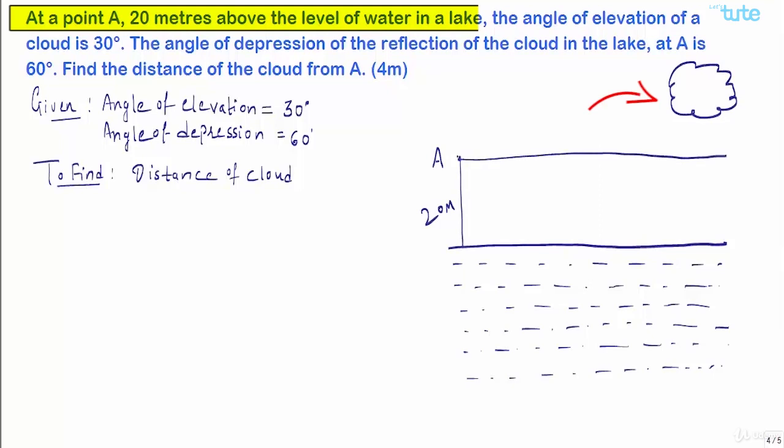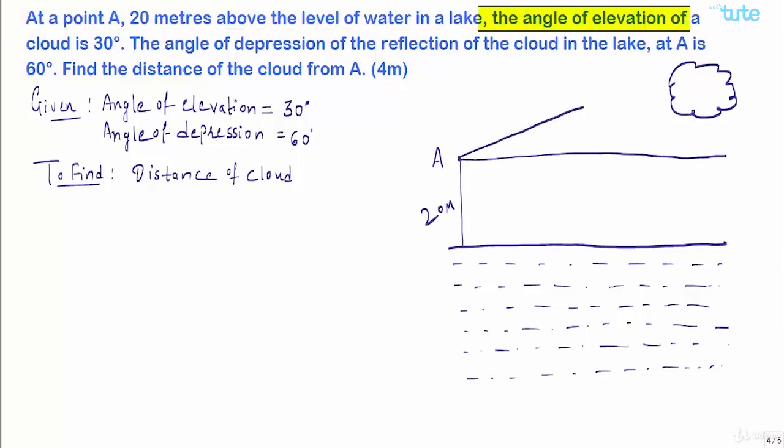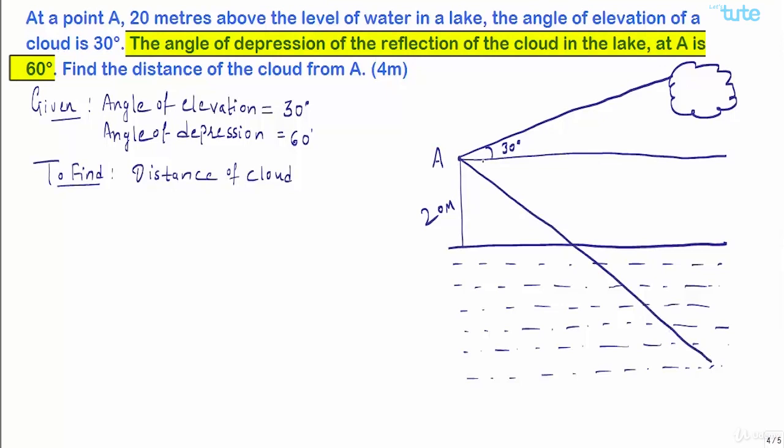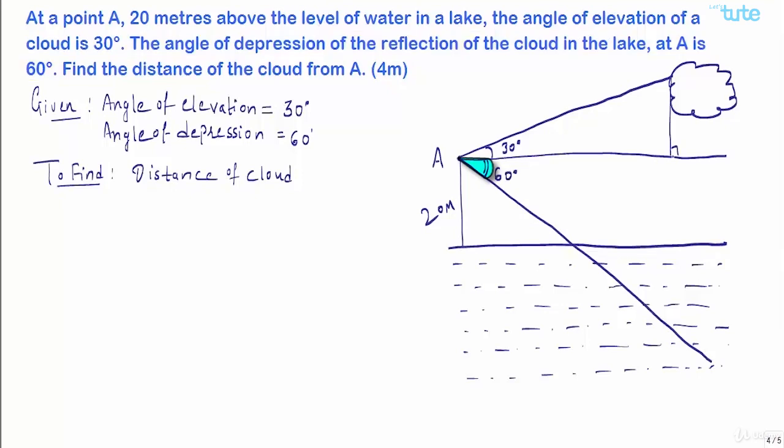So if this is the horizontal line, then the angle of elevation of the cloud from point A, that is this angle, is given as 30 degrees. Now the next line says that the angle of depression of the reflection of the cloud in the lake at A is 60 degrees. So suppose this is the reflection of the cloud in the water, so this angle will be the angle of depression, which is given as 60 degrees. Let me join these to complete the right angle triangles and name this figure as A, B, C, D, E and F. So this is the complete diagram.